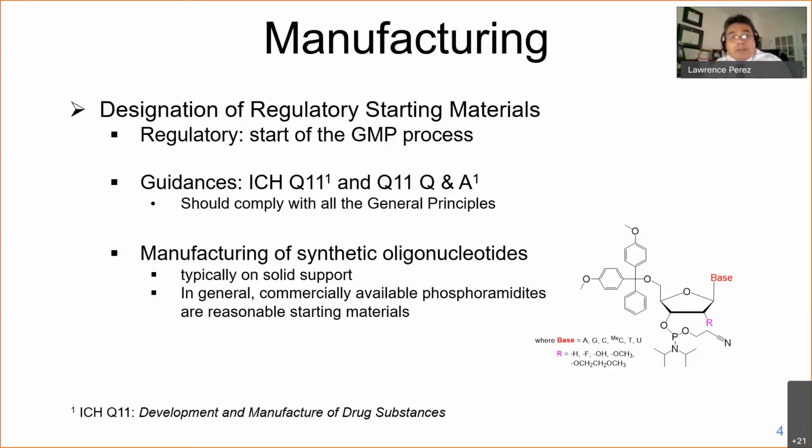These manufacturers today can provide these materials in high quantity and high quality, such that they come with really all that we're seeking in terms of the general principles outlined by Q11. And most importantly, they come with a defined impurity profile stated in their certificate of analysis. That impurity profile allows us to judge the impact that the impurities in these starting materials will have on the final drug substance.